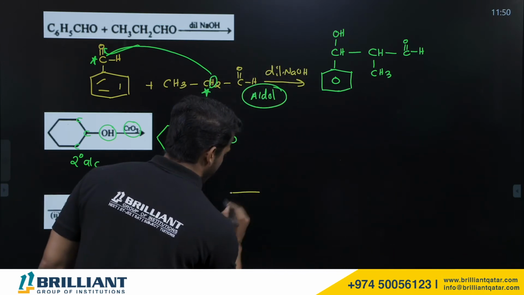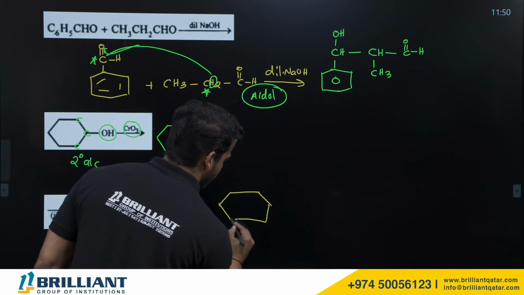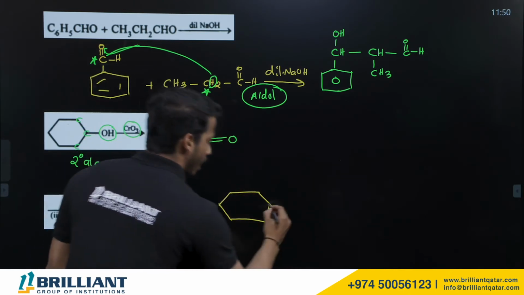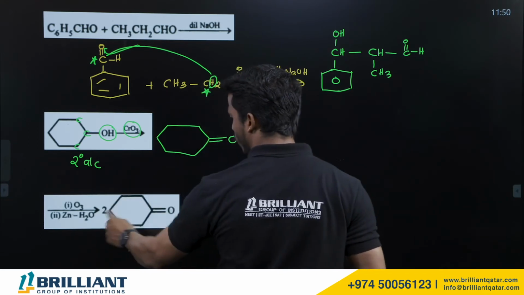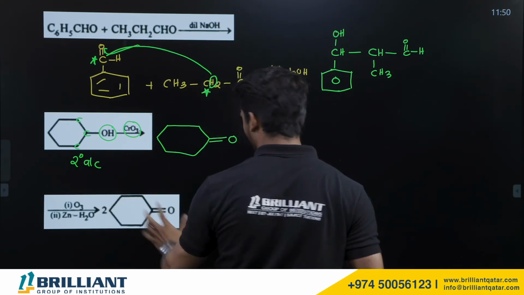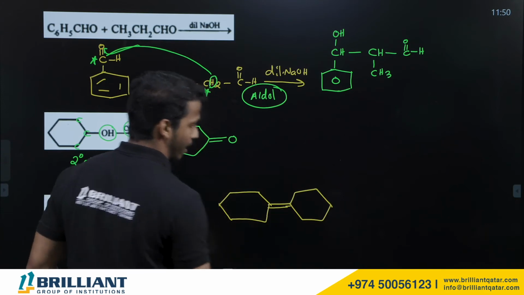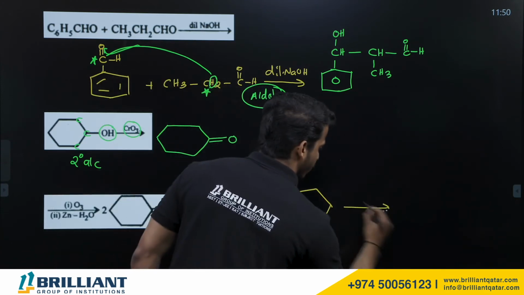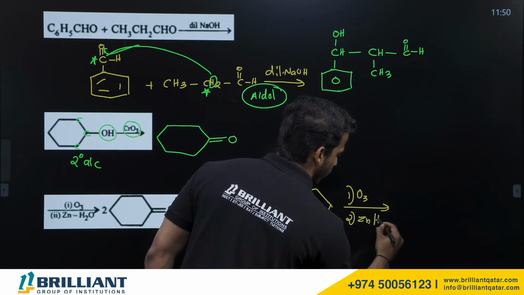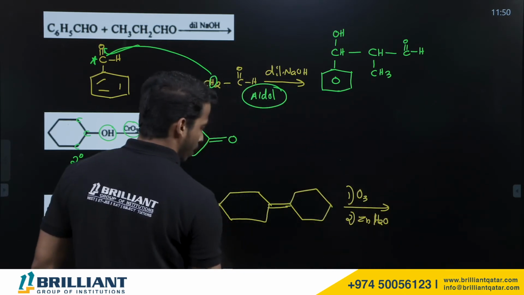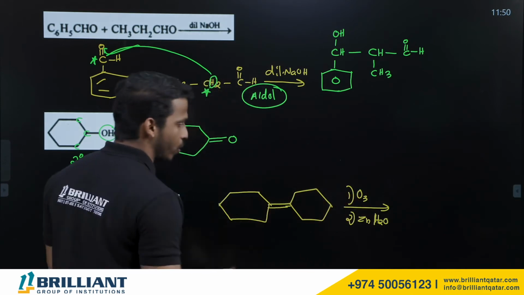Dear student, let me completely write the reaction. This is a cyclohexane ring, right? And this is a double bond, and another cyclohexane ring. You see, we have 2 molecules of cyclohexanone. So this is the alkene I want to select. What is ozonolysis? First we will add ozone. Second we will treat it with which one? Zinc and water. Lysis will happen. It is very easy to write the product during ozonolysis.